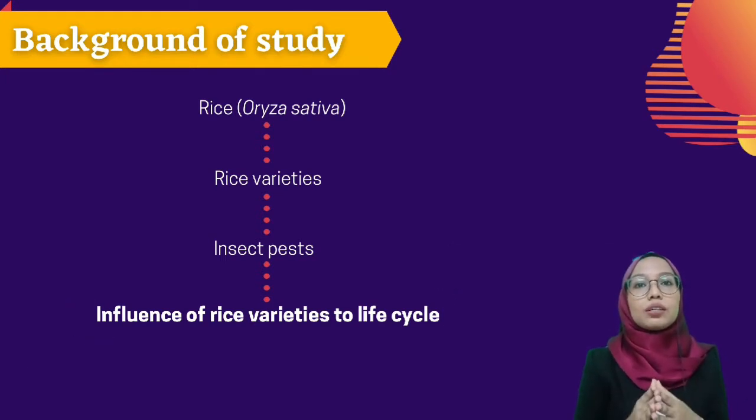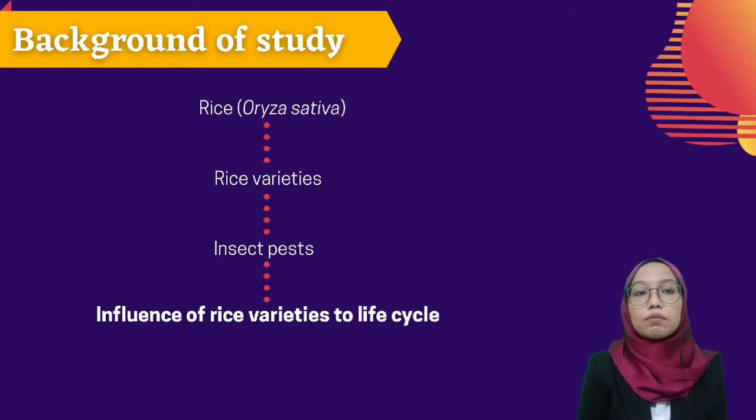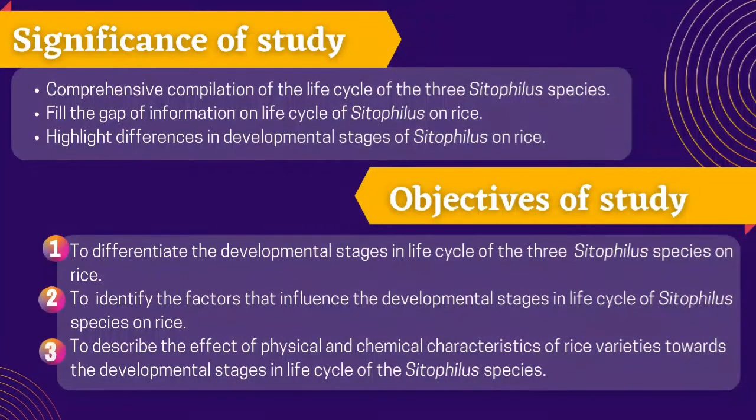In this review, the life cycle of the 3 species on rice will be compiled, along with the factors that influence the developmental stages of Sitophilus on rice. It is a comprehensive compilation of the life cycle of the 3 Sitophilus species, which can fill the gap of information related to their biology on rice. This review also highlights the differences in developmental stages of Sitophilus on rice.